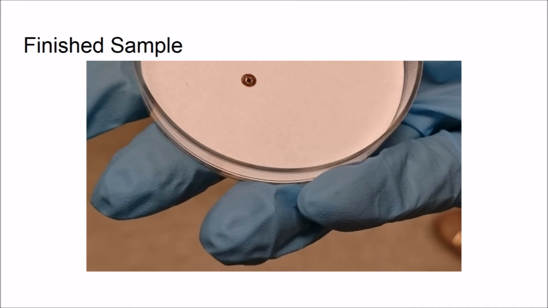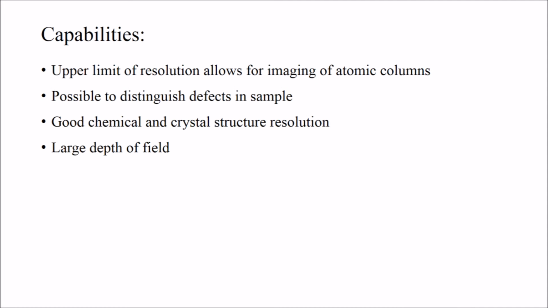Now after all of these steps are completed, which will usually be about 8 to 10 hours of work, the sample is finished and ready to be placed into a transmission electron microscope to be observed. The TEM's upper limit of resolution and magnification allows for imaging of atomic columns. It's possible to determine defect location and type from this capability. Good chemical resolution and crystal structure data can be taken directly from the diffracted electron beam or from auxiliary equipment attached to the TEM. By the nature of how this device works, it also has a very large depth of field.